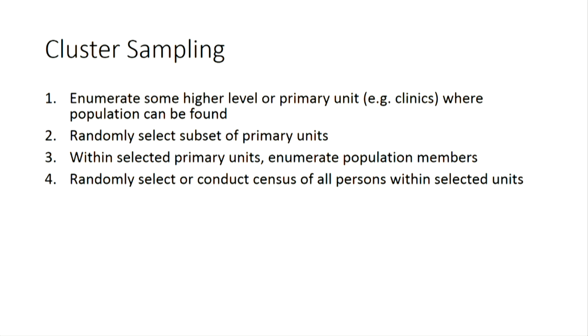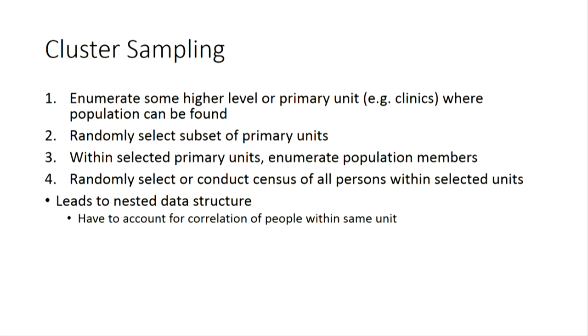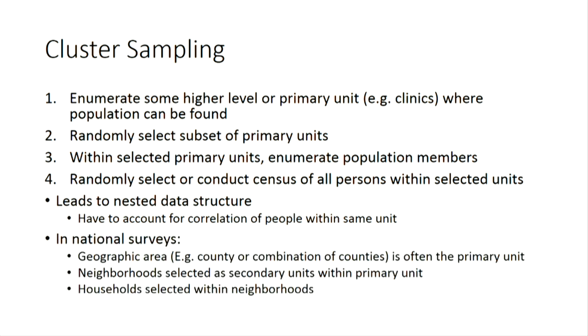And then within those primary units, you hopefully are able to enumerate the population members as part of it. And then you do your more traditional random selection within those higher level sampling units. And what this leads to is a nested data structure where you have respondents nested within a higher level unit. And if you work in experimental design or clinical trials, this is the same concept as a cluster randomized trial, except that you're just sampling clusters to reach your survey respondents instead of randomizing clusters to different treatment conditions. But it's the same statistical issue that you have to account for: correlation of people within some higher level unit.